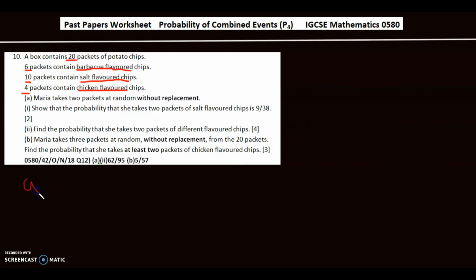Okay, let's see. She takes 2 packets at random without replacement, and we have to see that these are salt flavored chips. So we have 10 salt flavored chips out of 20, if one of these is selected, that means we're left with 9 upon 19. So this should give 9 upon 38. Yes, okay. This was part 1.